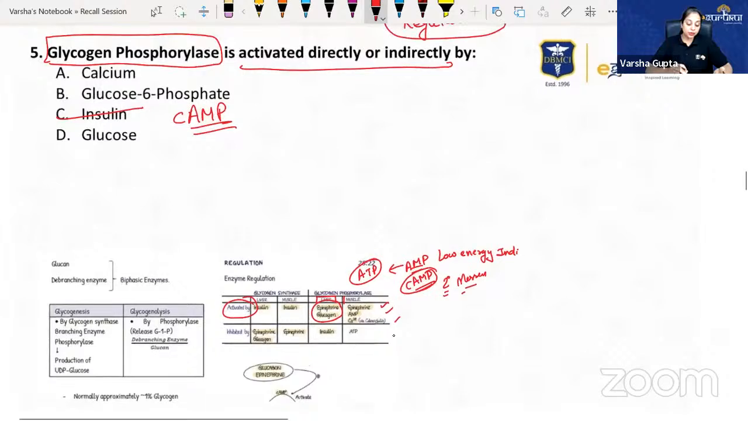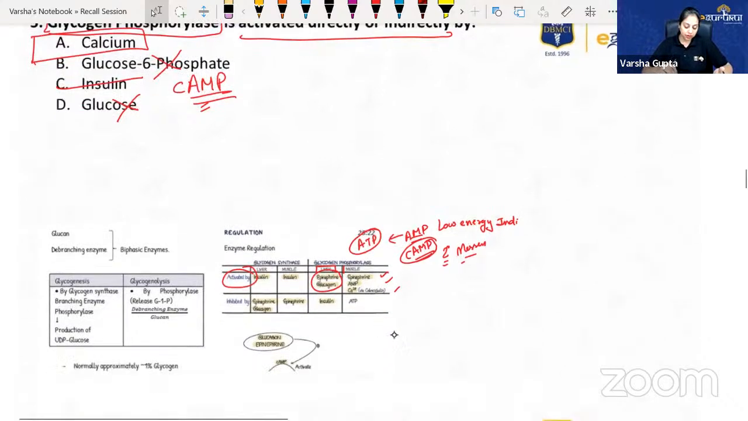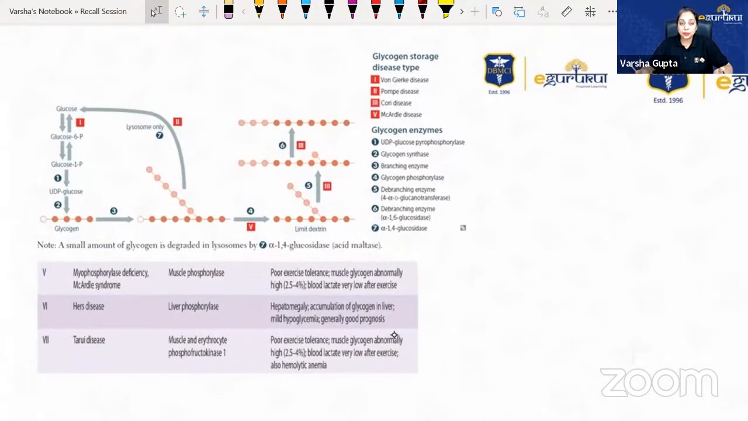So the choice given was calcium, glucose 6-phosphate, glucose. These are the products. Insulin is the fed condition. Cyclic AMP is a messenger. So it is directly or indirectly activated by the calcium in the muscle. Could be the add-on point they may give you next time. Okay. And we have done this in the recent GT class also. Those who are taking the GT, they must have seen this slide also.